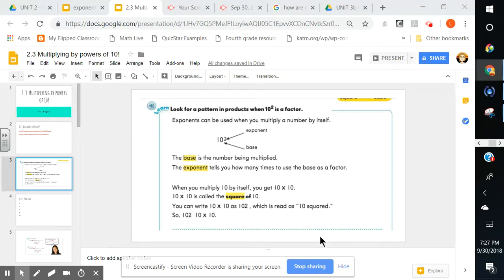In this video, we are going to talk about exponents. Please write down the word exponents in your notebooks. Then I want you to write what it means. The exponent can be used when you multiply a number by itself. So for example, 10 to the second power.